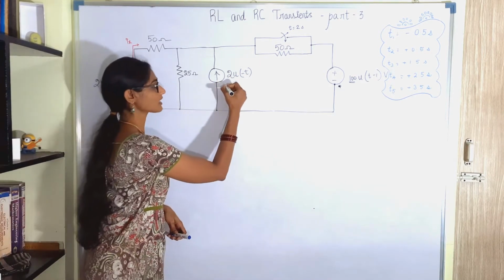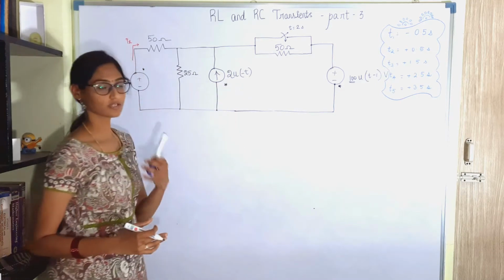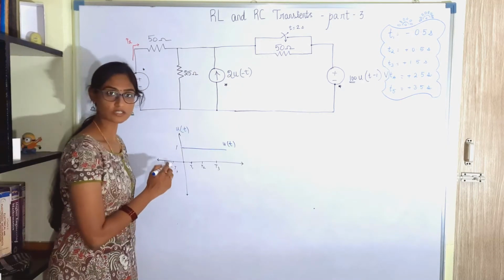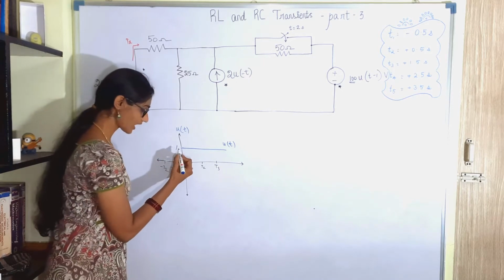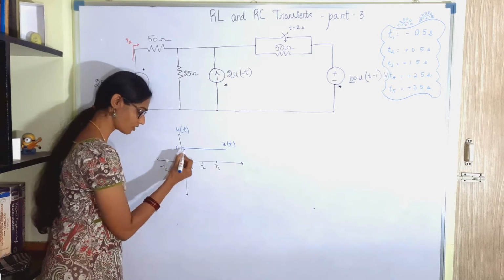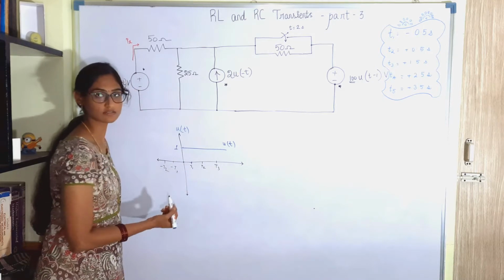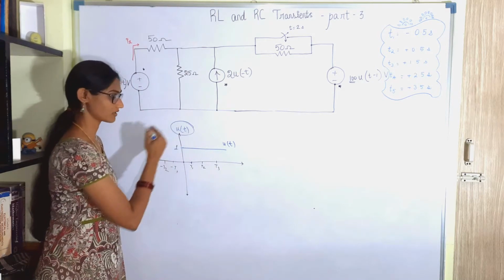This is a negative current source. I will explain it better. This is a unit step signal u of t. This signal will have a steady output of 1 volt at all times greater than 0. That is u of t.